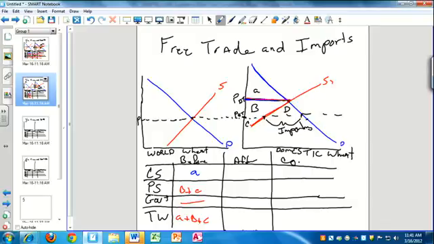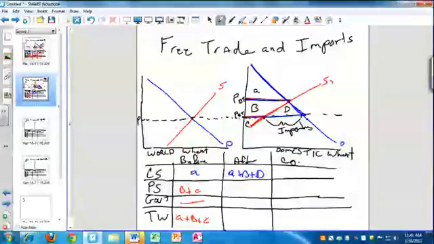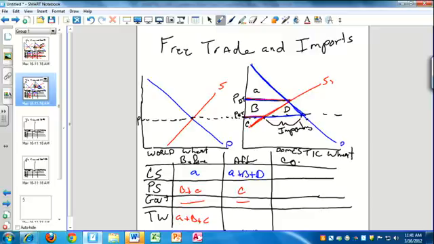And the consumer surplus now is everything above the price the consumer's paying, which is what? After trade, it's everything above this price to the left of the quantity they're actually getting, which is A plus B plus D. The supplier is everything below the price that they're getting to the left of the quantity, which is only C. A plus B plus C plus D.